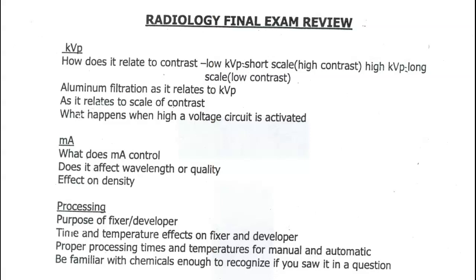Look back through your notes, make sure you know aluminum filtration as it relates to KVP. You have a certain amount of filtration for below 70 KVP and a certain amount, and it's in millimeters, so make sure you find it, for 70 KVP and above. We talked about KVP with scale of contrast a couple of items ago.